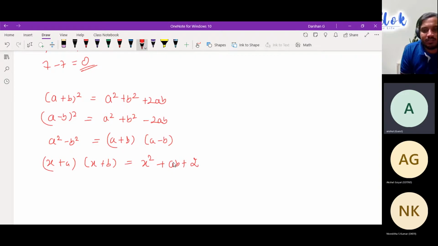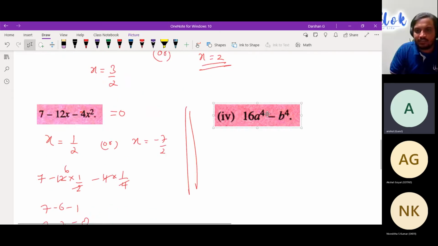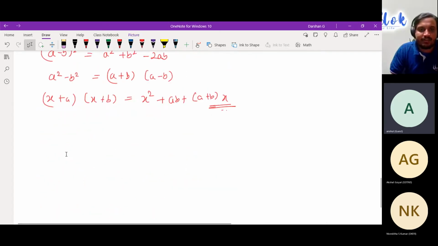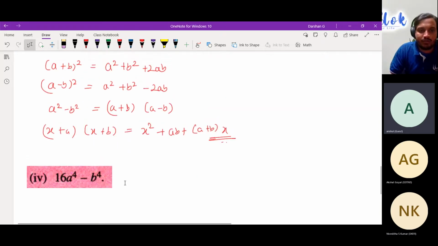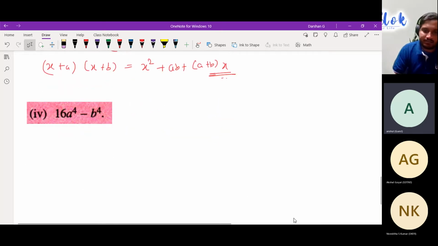Anyone? How to generalize it? Sir, x square plus a plus b in brackets into x plus ab. Correct. Not required, but I've just given the answer. Next one, because this problem is based on that, you have to identify which form it belongs to and then find the answer.